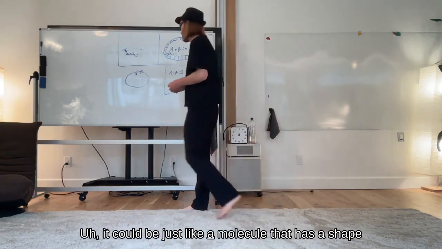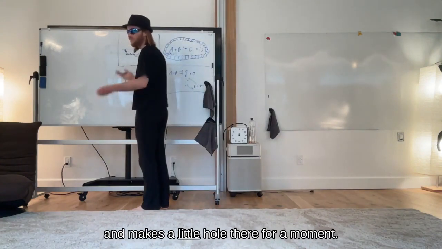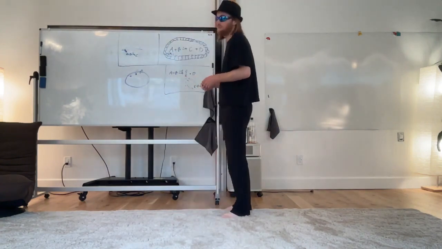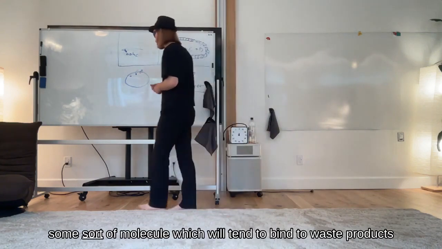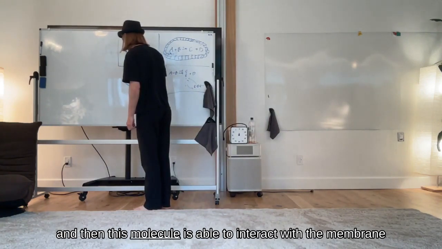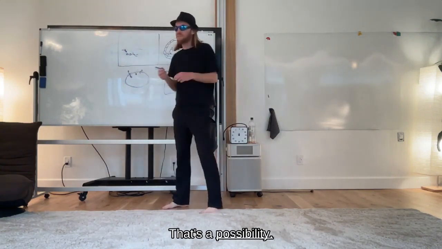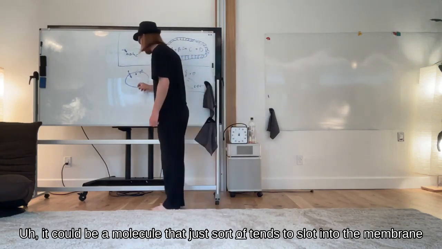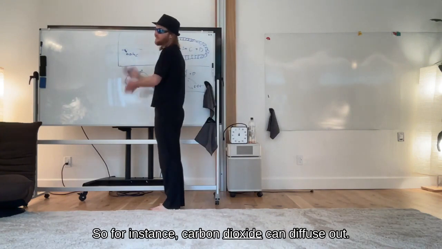It could be just a molecule that has a shape where sometimes it crashes into the wall and makes a little hole there for a moment. Okay. For instance, or you could imagine some sort of molecule which will tend to bind to waste products, and then this molecule is able to interact with the membrane in a way that makes it more likely to go through. That's a possibility. It could be a molecule that just tends to slot into the membrane and has a hole in it. So, for instance, carbon dioxide can diffuse out.